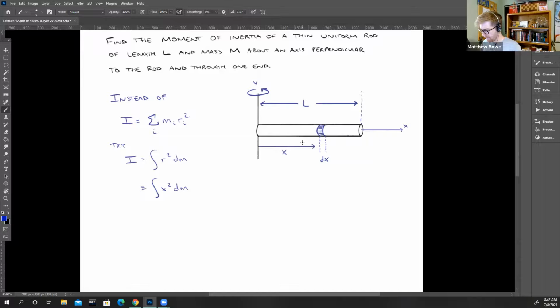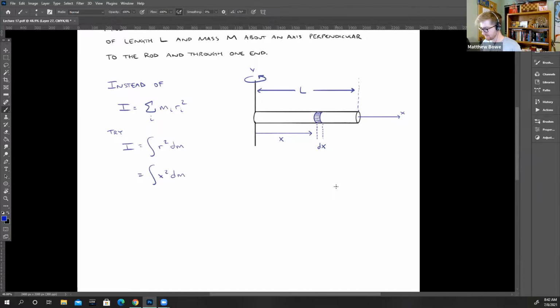Okay. This object's made of stuff. We need to determine what is in this shaded region here. It's made of many individual pieces of mass. So we have this small sliver of mass that I'm looking at with this small sliver of distance. So I have mass and I have a distance.